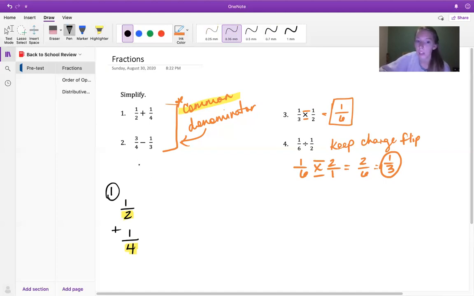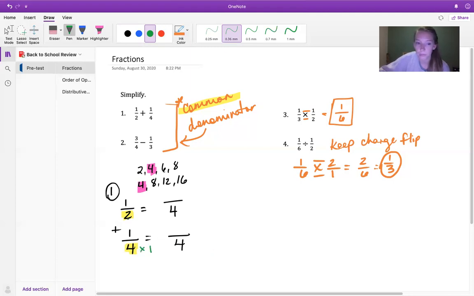So I'm going to list the multiples of 2. We have 2, 4, 6, 8. For 4, we have 4, 8, 12, 16. And I can immediately see that they have 4 in common. So that's going to be my common denominator. All right, so what did I multiply this 4 by right here to equal 4?